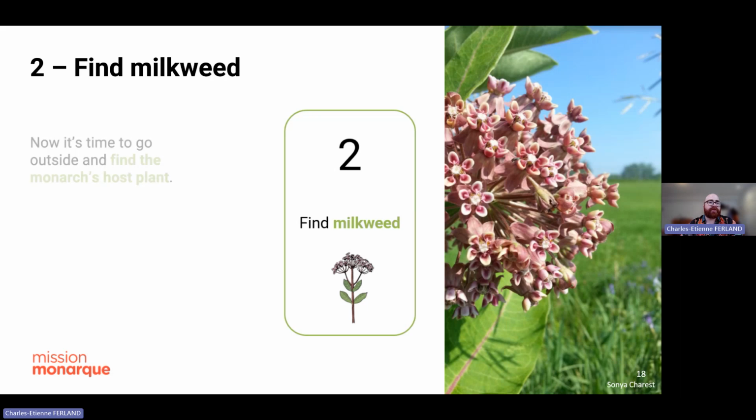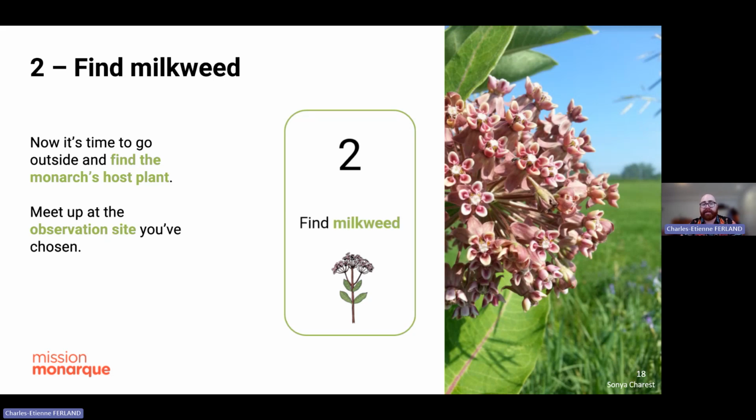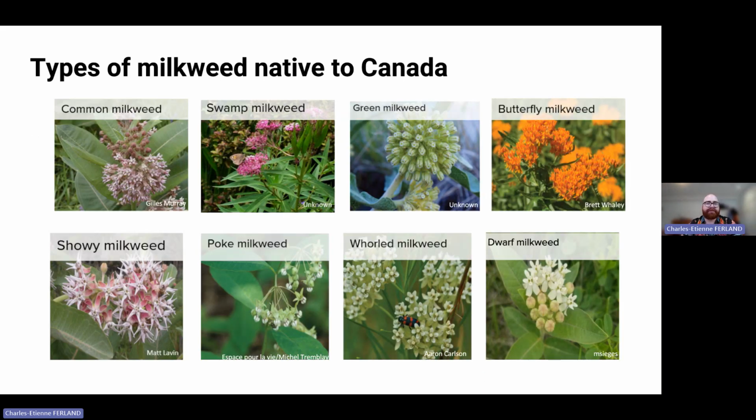Then the second step is to find milkweed, the host plant of the monarch butterfly. So it's time to go to your observation site, the place that you've chosen. Some people like to look at the map beforehand to find gaps where people haven't done surveys before and try to see if they can find monarch habitat in that location.